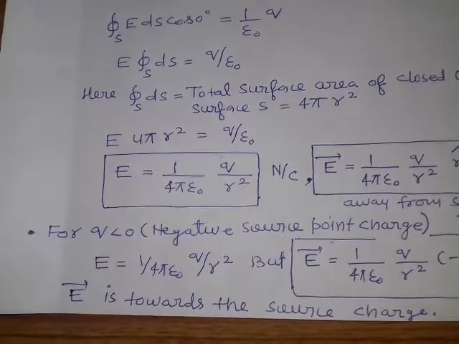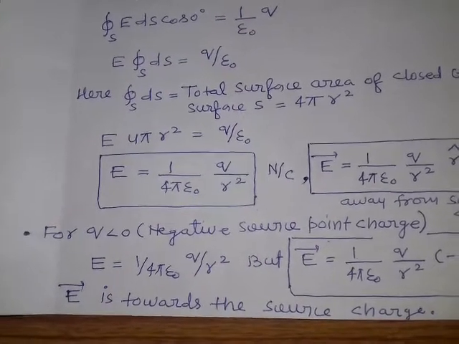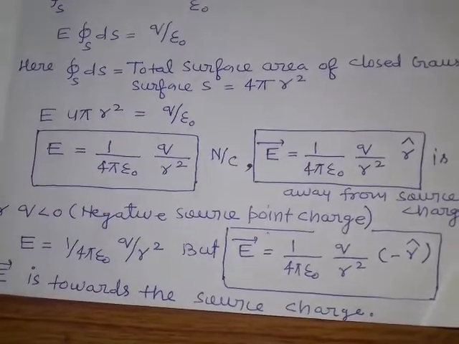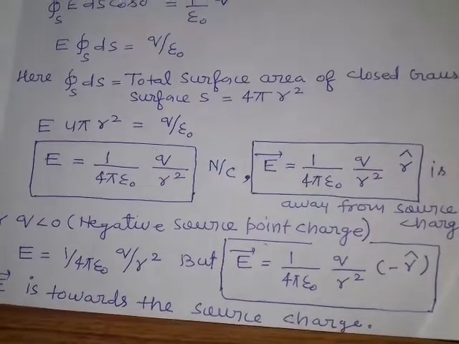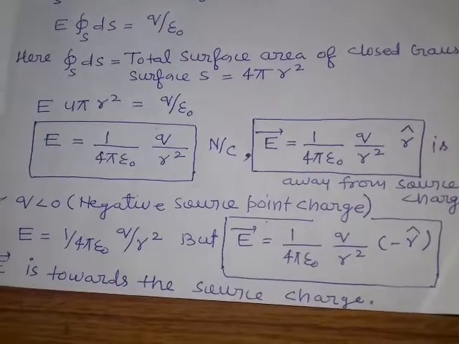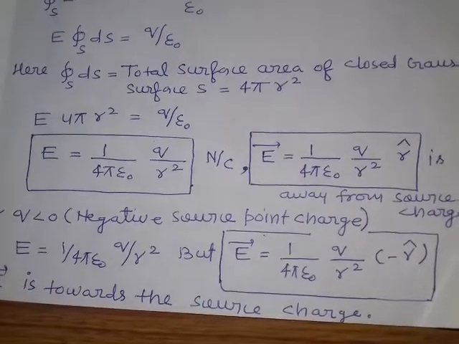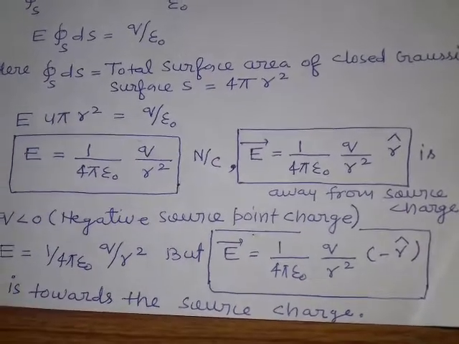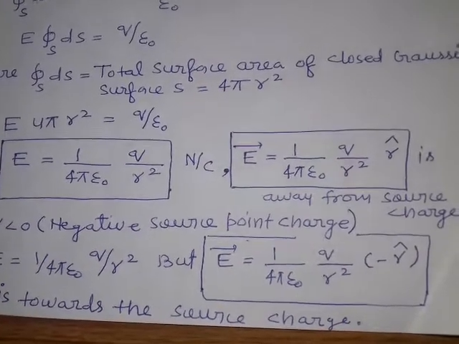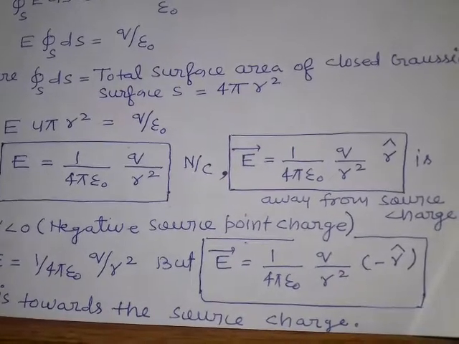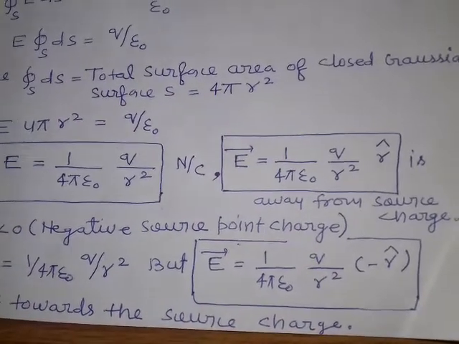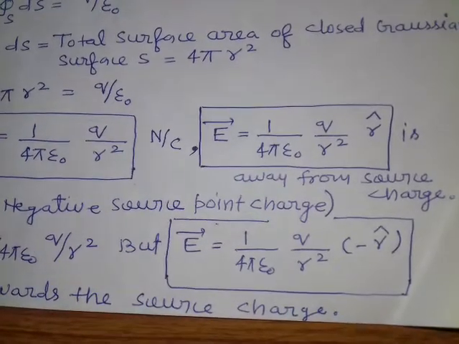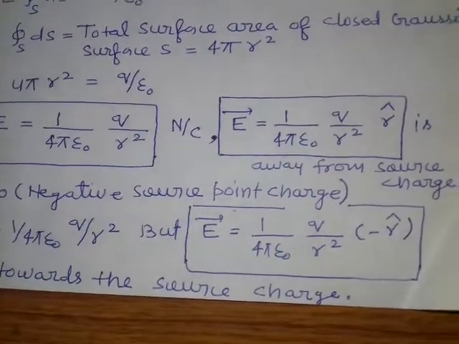You see, the result is the same as we got by the Coulombian approach. The direction of this electric field is along r cap, which is away from the source charge. So in vector notation, the electric field is written as vector E is equal to 1 upon 4 pi epsilon naught q upon r square r cap. The direction is also mentioned: away from source charge q.